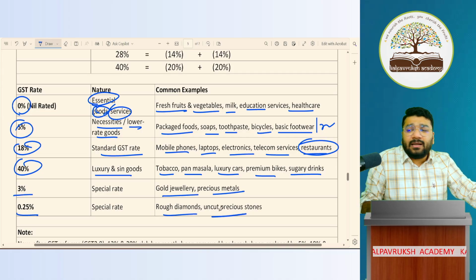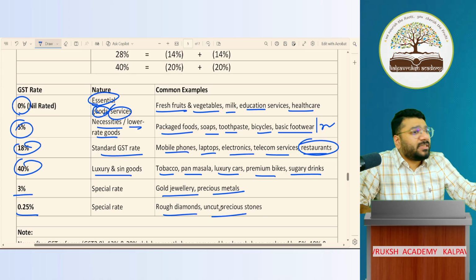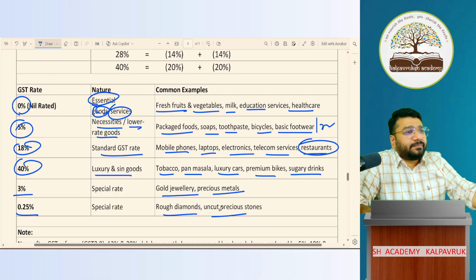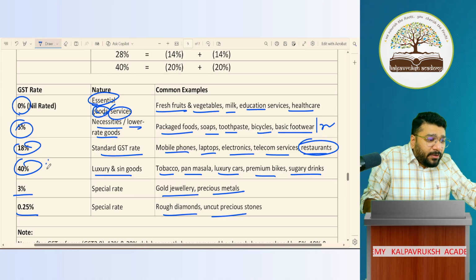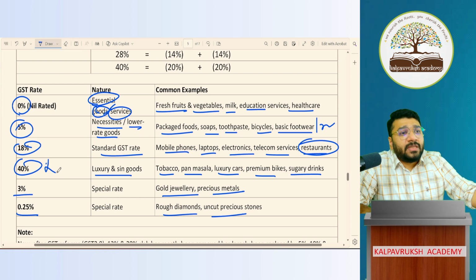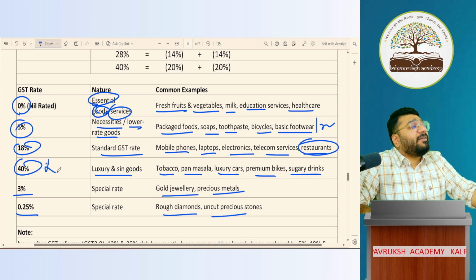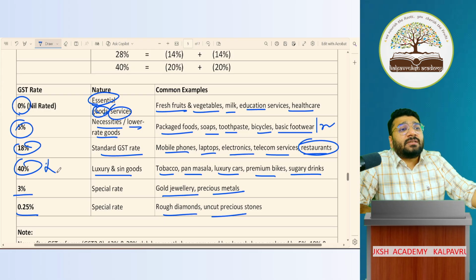0.25% is for rough diamonds and uncut precious stones. So do I need to remember all of this? Not required. But I want to tell something. This 40% rate was not there before. It got recently introduced in 2025 when GST was reformed as GST 2.0.